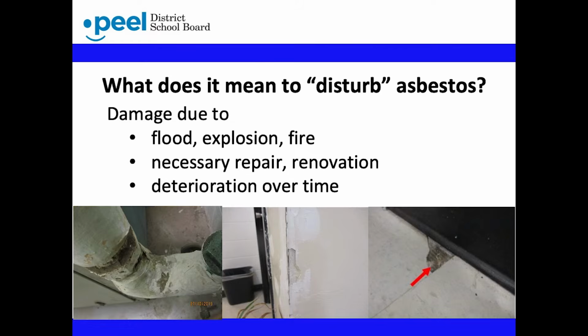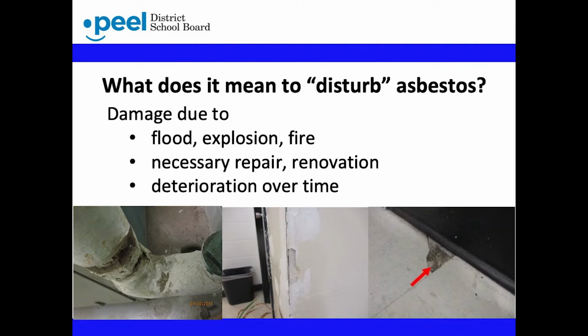We've just reviewed that friable ACM can pose a greater risk of releasing asbestos fibers if disturbed, and that non-friable ACM poses a lesser risk of asbestos exposure if disturbed. But what does disturbed mean? Disturbed means damaged in some way, perhaps due to a flood, explosion, or fire. ACM can also be damaged by improper work procedures.